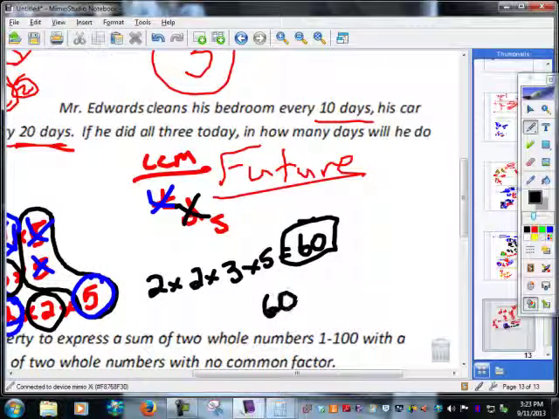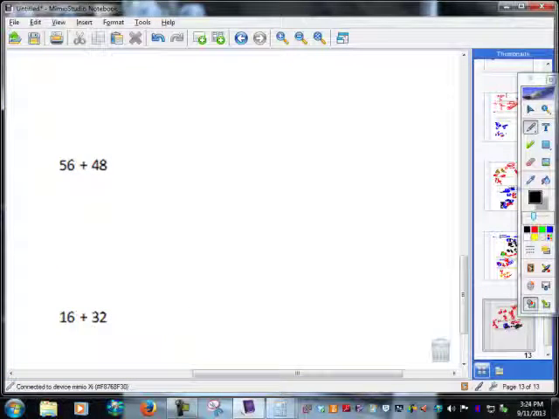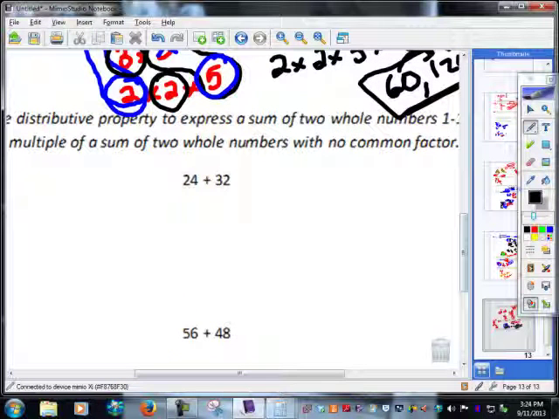So that means on the 60th day, 60 days from today, he's going to clean his room, clean his car, and take a shower. That also means that on the 120th day, he's going to do these 3 things. Again, on the 180th day, he's going to do these 3 things. I'm listing the first 3 common multiples of 10, 15, and 20. So the answer was 60. That's all I was looking for, but I want you to see that you can also list the next several too. All right, last learning target. This is the one where you've got to use the distributive property to help you.